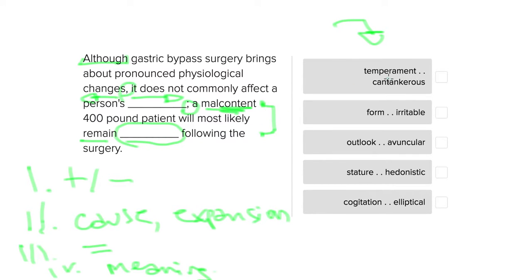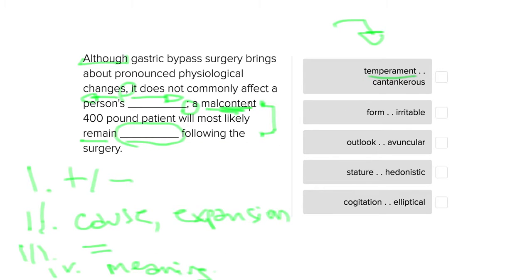The first one, temperament and cantankerous. So although gastric bypass surgery brings about pronounced physiological changes, so even though your body's changing, your body's going to change when you go through gastric bypass surgery, it doesn't commonly affect a person's temperament. So this makes sense. The way that you behave, the way that you deal with people, your personality is not going to change. Your body's going to change, and that is an oppositional idea. It's coherent. So there's no problem with that.